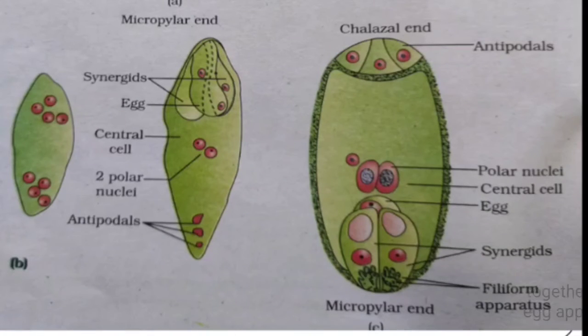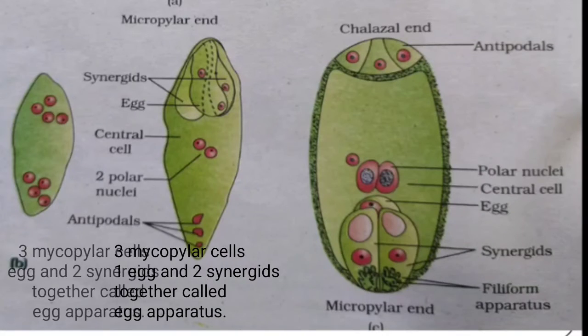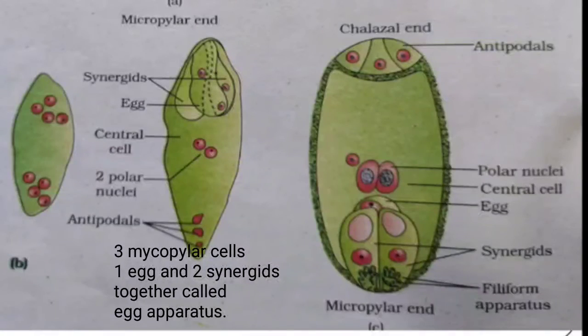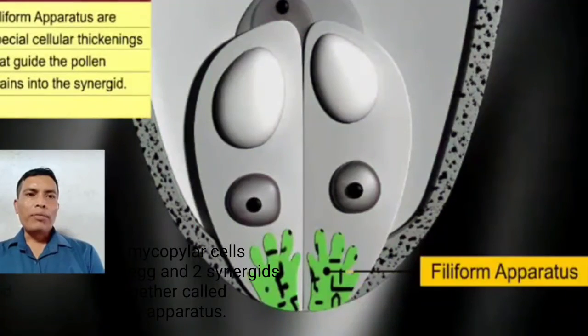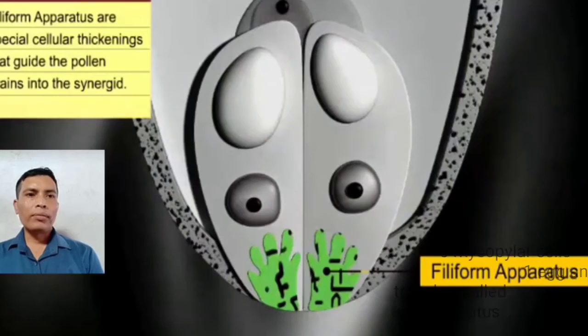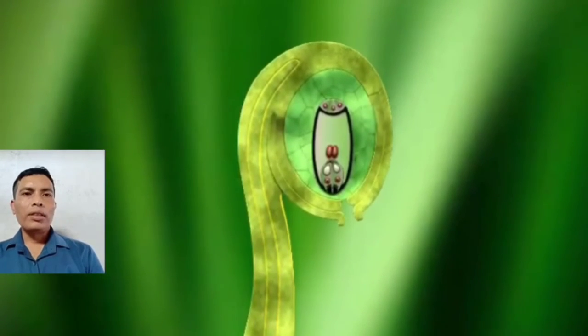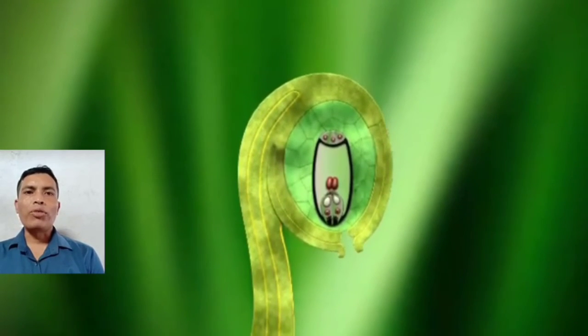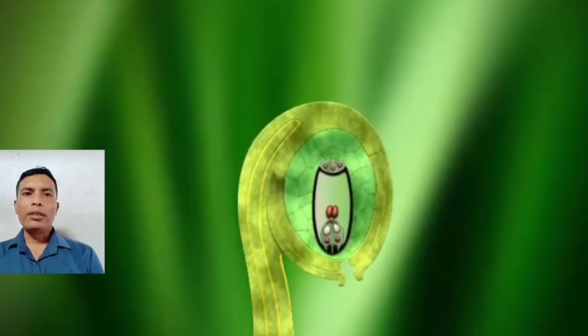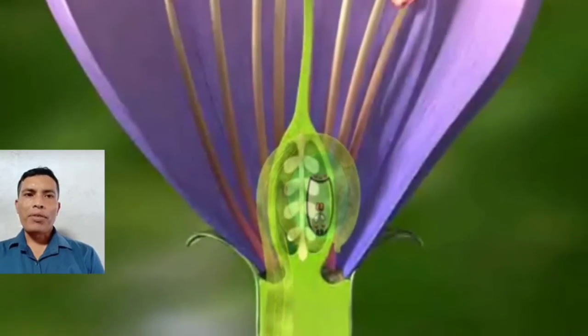They group together and constitute the egg apparatus. The egg apparatus consists of two synergids and one egg cell. They all are haploid. It has a filiform apparatus, a finger-like projection. The function of the filiform apparatus is to guide the pollen tube which enters towards the embryo sac.